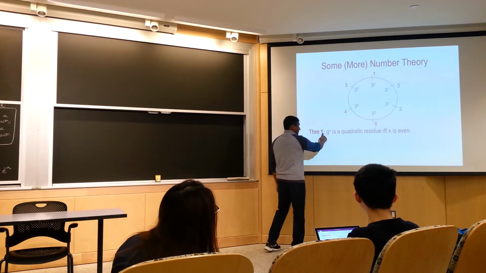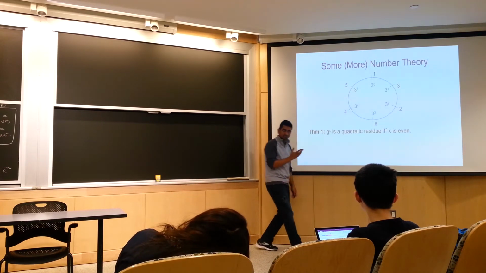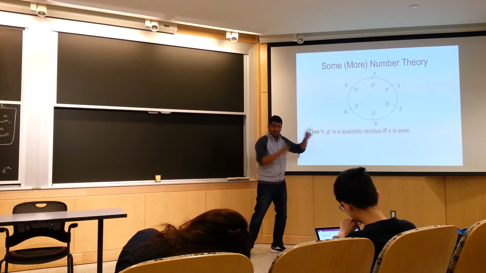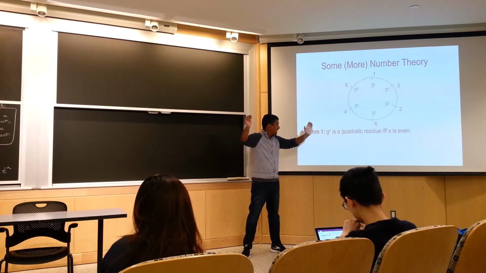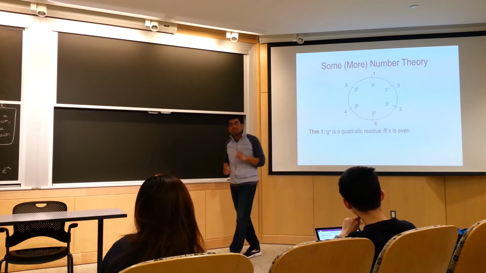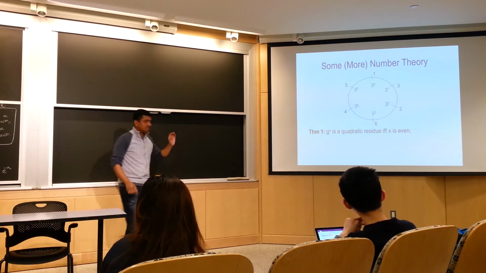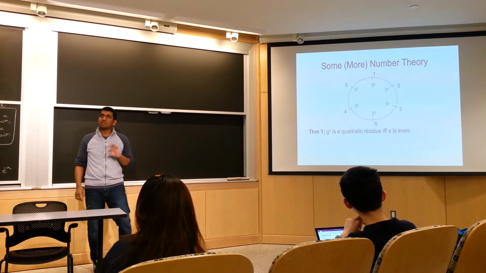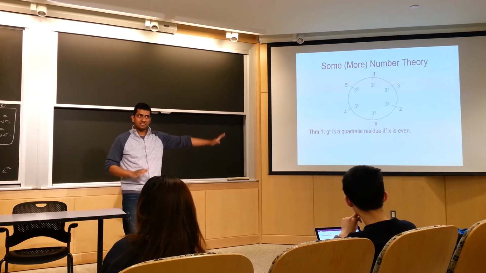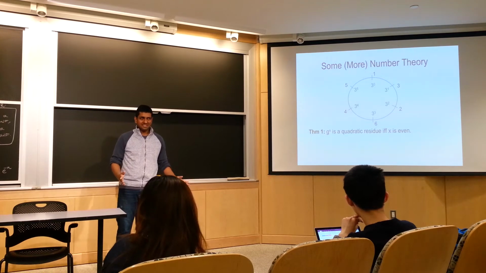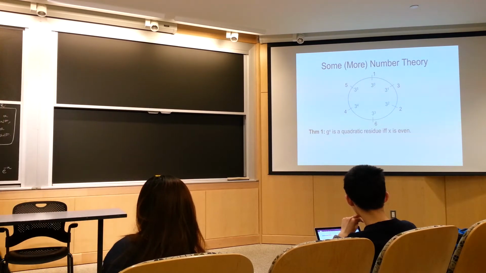Write the number a as g to the power x, where x is a unique number between 1 and p minus 1, inclusive. Check if that x is even. If it is even, the number a is a quadratic residue. If it's not even, it's not a quadratic residue. This is the characterization. Good? Proof?